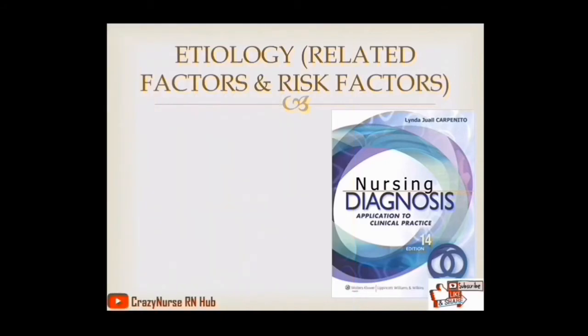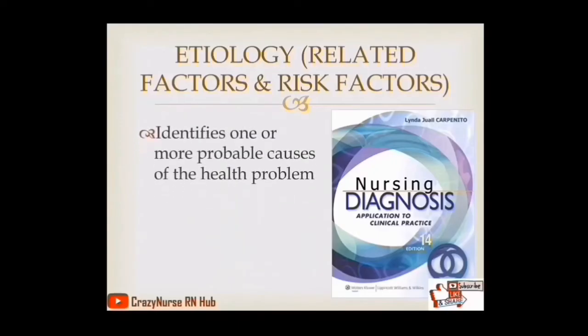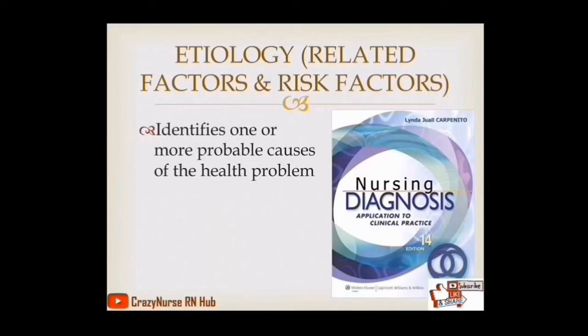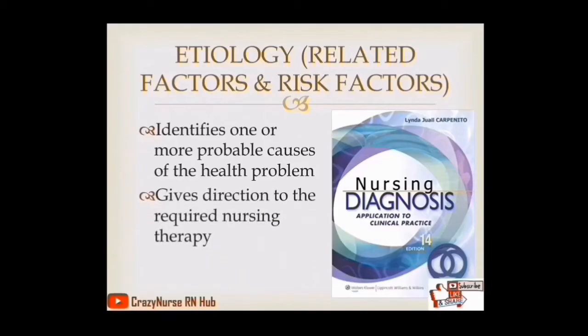Now let's proceed to etiology, related factors and risk factors. The etiology component of nursing diagnosis identifies one or more probable causes of the health problems. It gives direction to the required nursing therapy and enables the nurse to individualize the client's care. Each diagnostic label approved by NANDA carries a definition that clarifies its meaning.